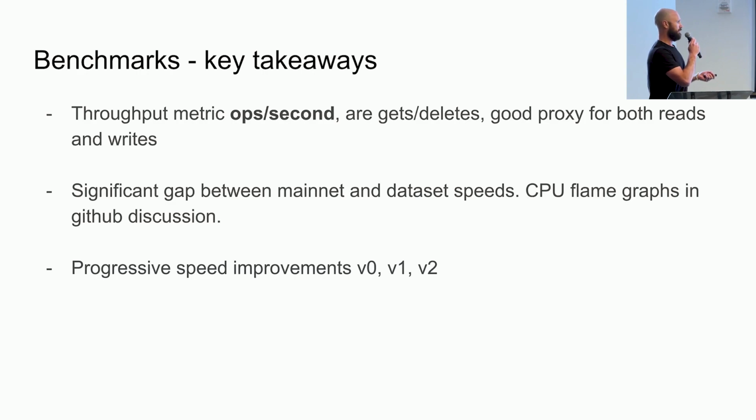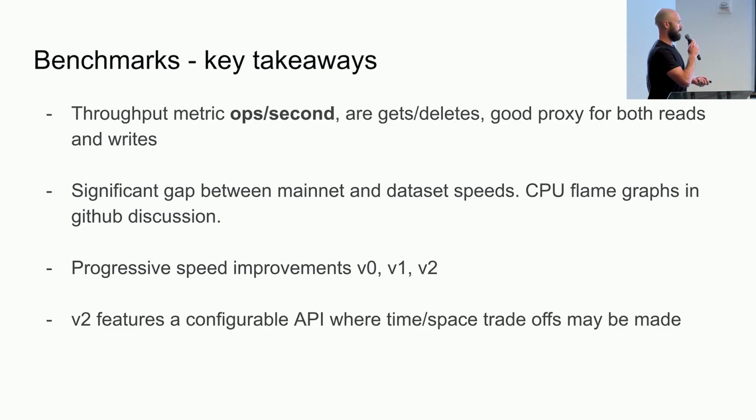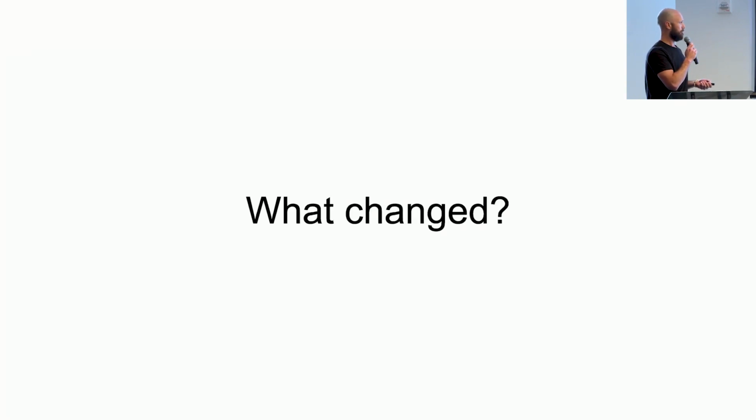There's been progressive speed improvements, so we're going in the right direction. And there are a lot of features in a configurable API in V2. I can't really recommend which configuration is best because it depends on the operator. If you're willing to trade memory, you can go as fast as possible. And if you want to save memory or have other considerations, you can tweak things to how you want.